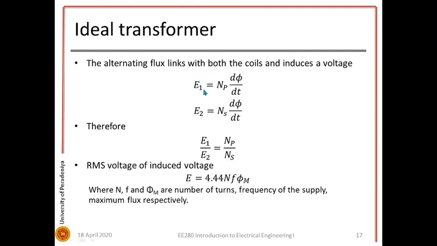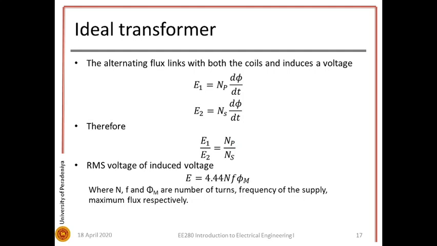So the induced voltage in the primary would be Np times d phi over dt. The induced voltage in the secondary is Ns times d phi over dt. So you can find a ratio of the induced voltage in the primary to the induced voltage in the secondary winding, which is going to be equal to Np over Ns. Np over Ns is known as the turns ratio of the transformer.